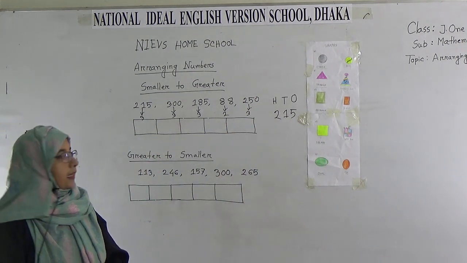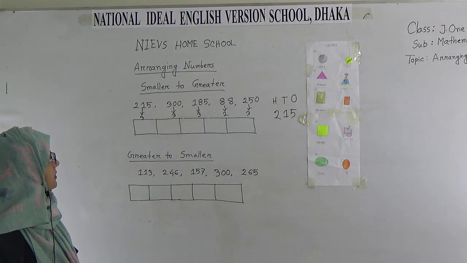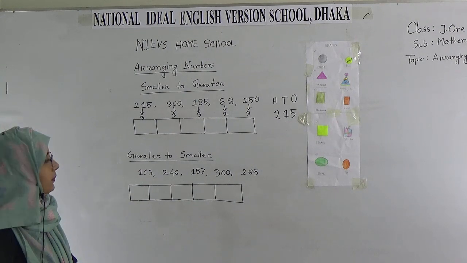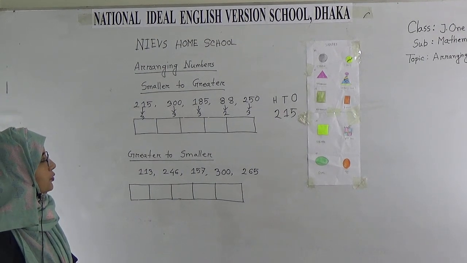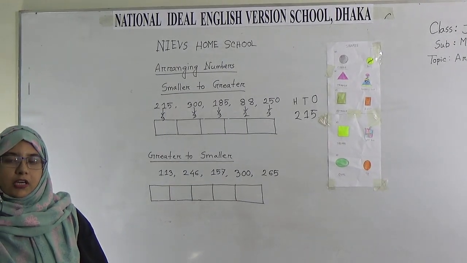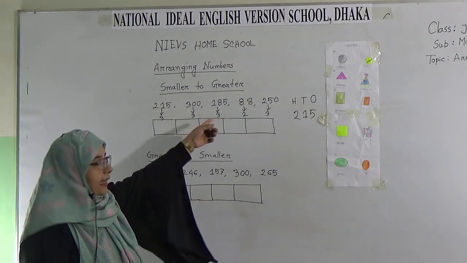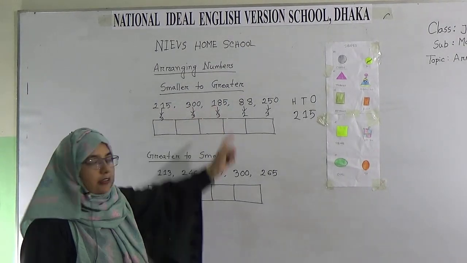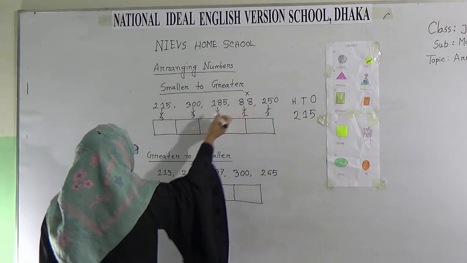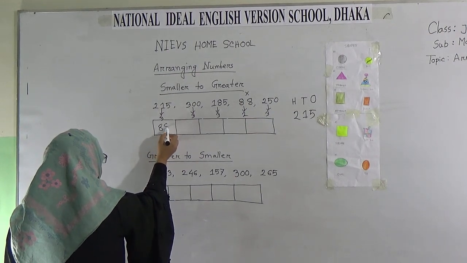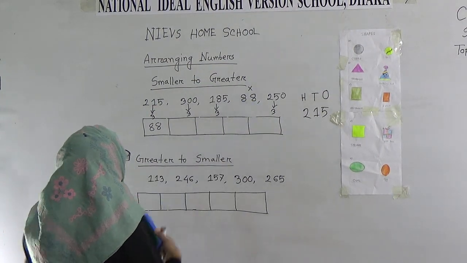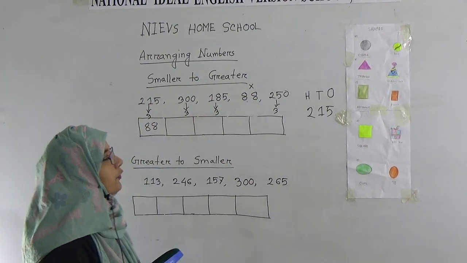My dear students, see, all the numbers have 3 digits except the number 88. The number 88 has 2 digits. The number which has fewer digits is smaller than the others. So the number 88 is the smallest number among these 5 numbers. So we have to cut the number 88 and write it here. Now how many numbers are left? 1, 2, 3, 4. 4 numbers.